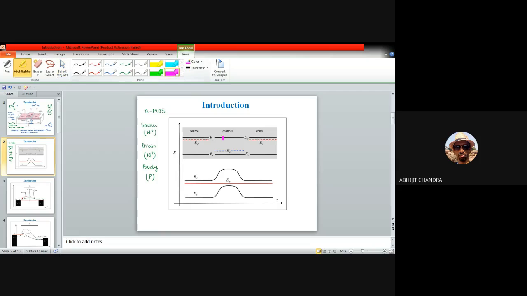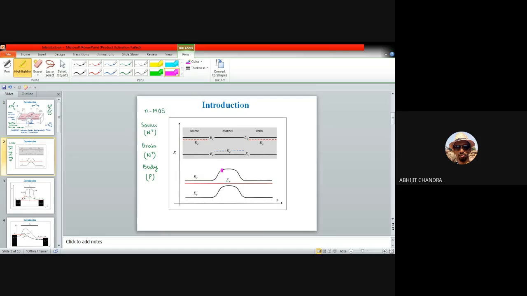I think it will be better if I use a highlighter. That means if I provide a positive voltage over here at the drain terminal, then the electrons will move from this point to that point, so the current will flow from drain to source. And if I provide positive potential over here, then the electrons will move from this side to this side. However, the movement of the electrons is not so easy.